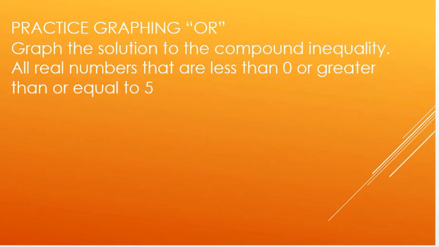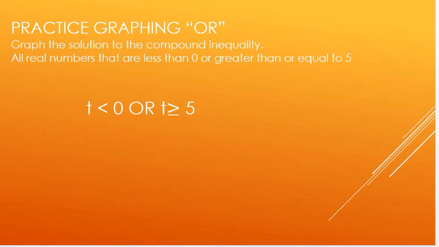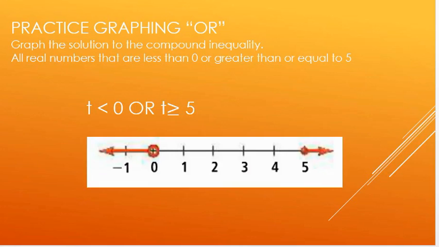Graphing or. So graph the solutions to the compound inequality. All real numbers that are less than 0 or greater than or equal to 5. So you have numbers less than 0, or you have numbers greater than or equal to 5. So you'd graph t is less than 0 and t is greater than or equal to 5 on one graph.